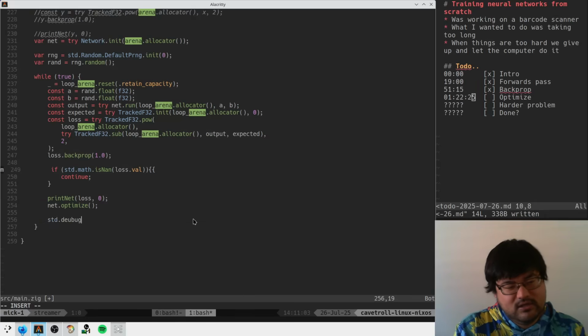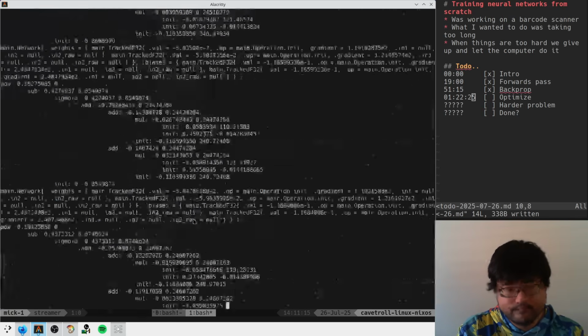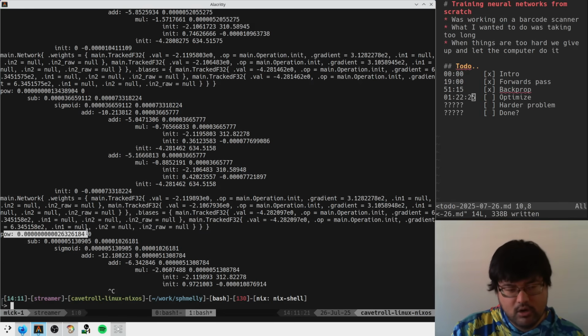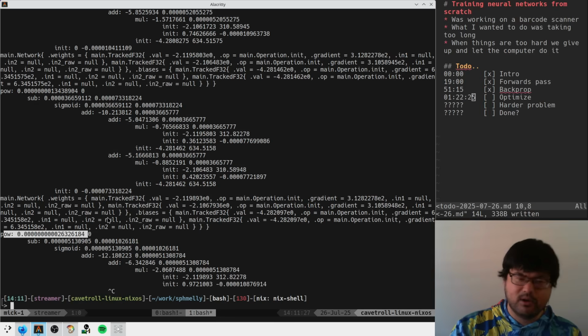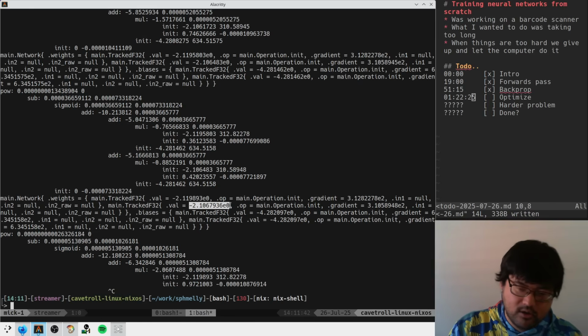So can we print maybe just the whole network here as well? Net. Okay, give it a second, hit Control C. Our loss is quite low. However, I guess we don't really know if it's only low for this particular result. But we can probably hope. So let's see, what do we get here? We get our weights here. Weight 1 is negative 2.1. Weight 2 is also negative 2.1. That's interesting. The biases here.